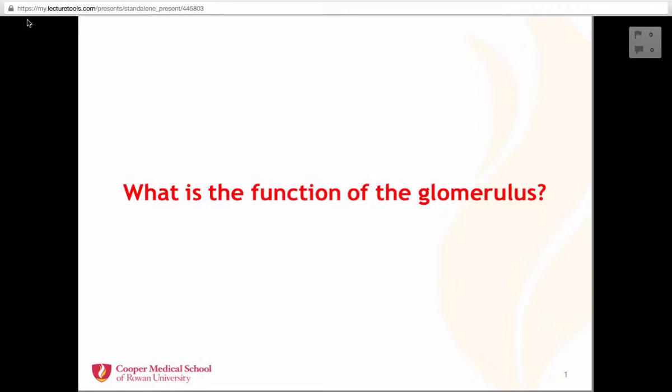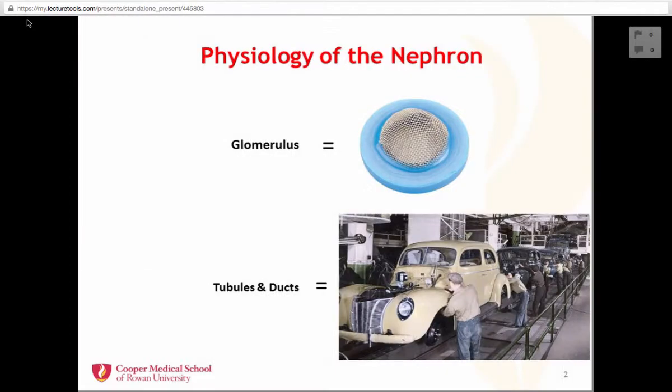If you were going to use one word to describe its function, what would it be? Filter. It's a filter. Good. When you talk about the physiology of the nephron, it's important to think about it in these terms. Really try to simplify things. The glomerulus really is a filter, right? Its major role is to create an ultrafiltrate.